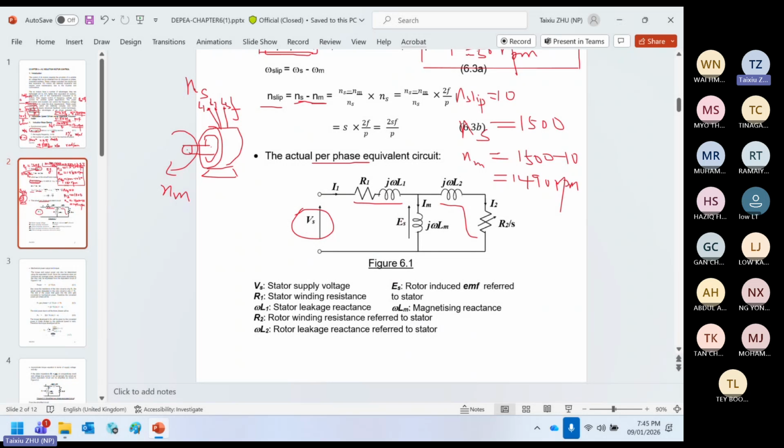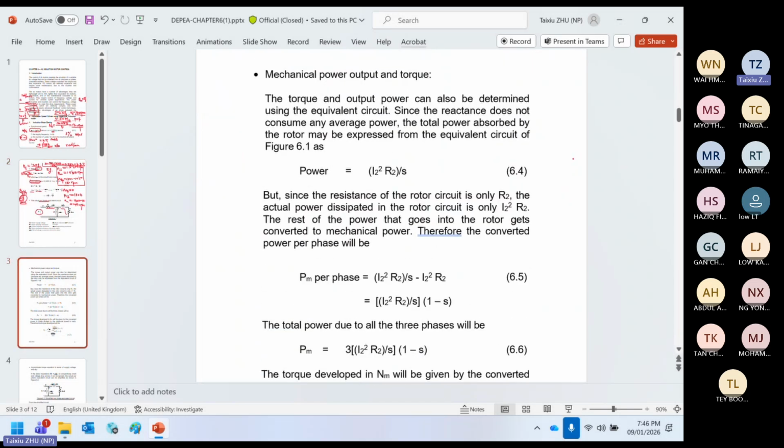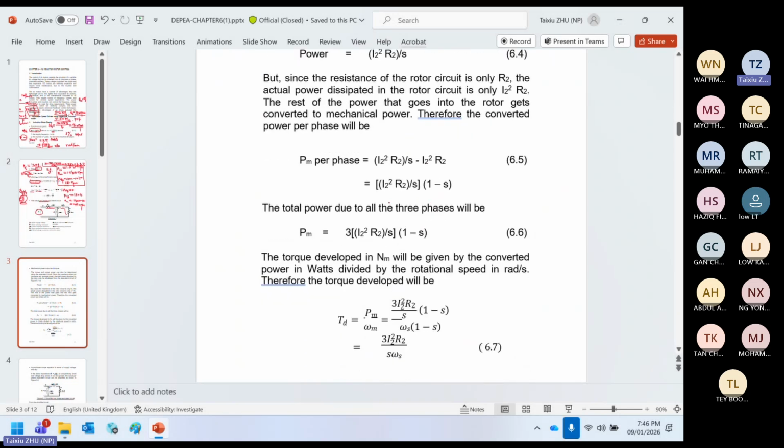Yeah, okay, that's the equivalent circuit. Okay, then more calculating. Now, based on the equivalent circuit, we have the mechanical power output and the torque. Mechanical power output actually is this. It's quite long. Now, if this is tested in the exam, the formulas must be given.